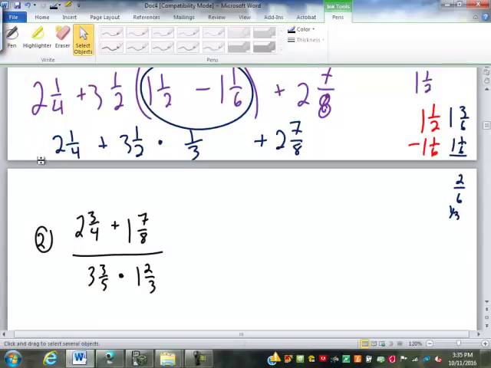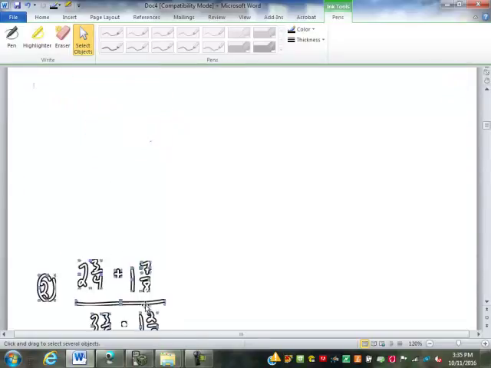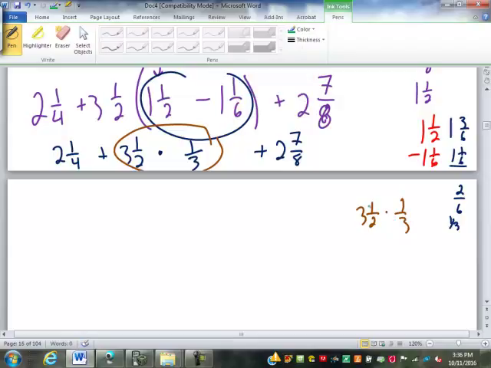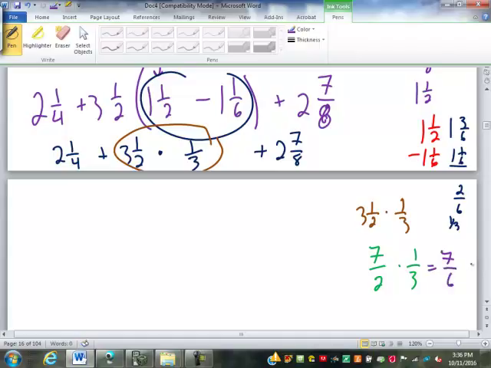I'm going to move this down one more time, get it further out of my way. Okay, so no more parentheses. What do we have to do next? Multiply. Very good. So we've got 3 1/2 times 1/3. We have to make this an improper fraction. 3 1/2. 3 times 2 is 6. This one is 7/2 times 1/3 is 7/6. So 1 1/6, that becomes.